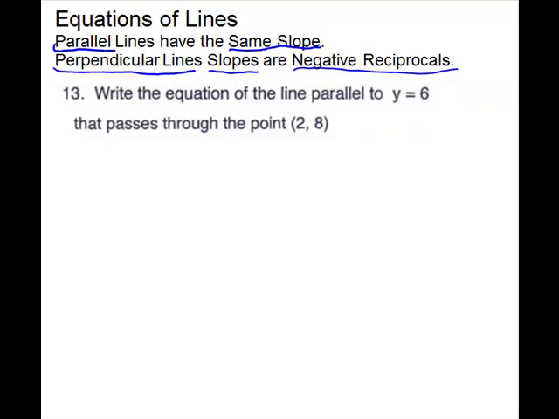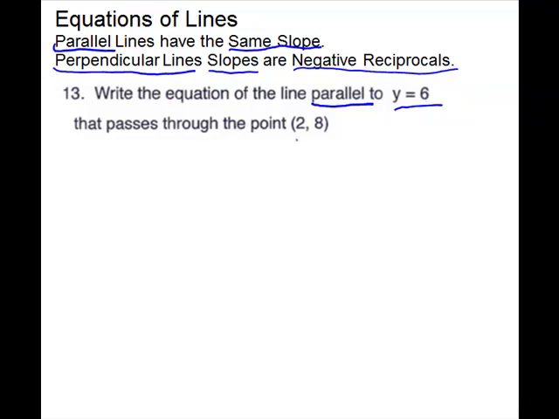Write the equation of the line parallel to this line. So it's going to have the same slope. You'll notice this is a special line. It is a horizontal line. Its slope is 0. For any line to be parallel to this, it will also have to be a horizontal line. So our line will have to be a horizontal line.